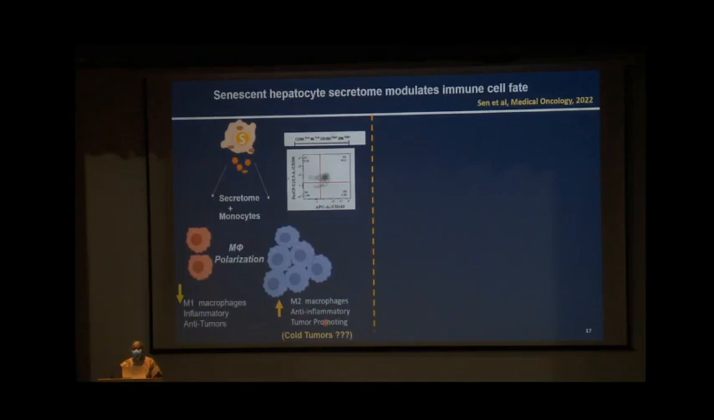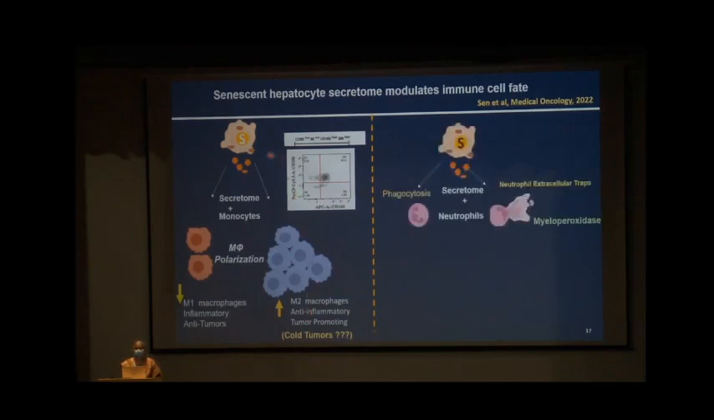But as I said, all this work was in vitro. We do not know the biological consequences, but what we think is, if there is a senescent cell in a cirrhotic background next to a cancer, maybe it is driving the tumor towards a cold state. So the extent of senescence in a cancer has to be determined. However, this is all in vitro data that we have right now.